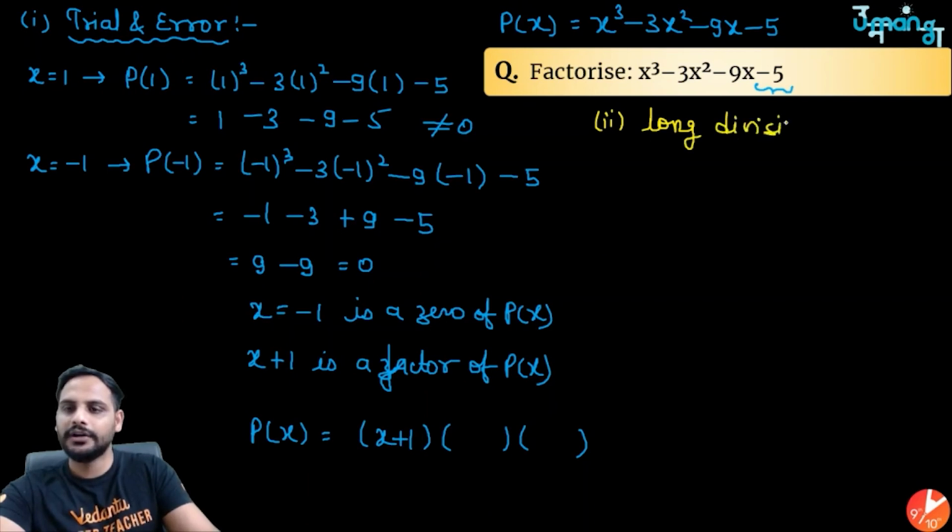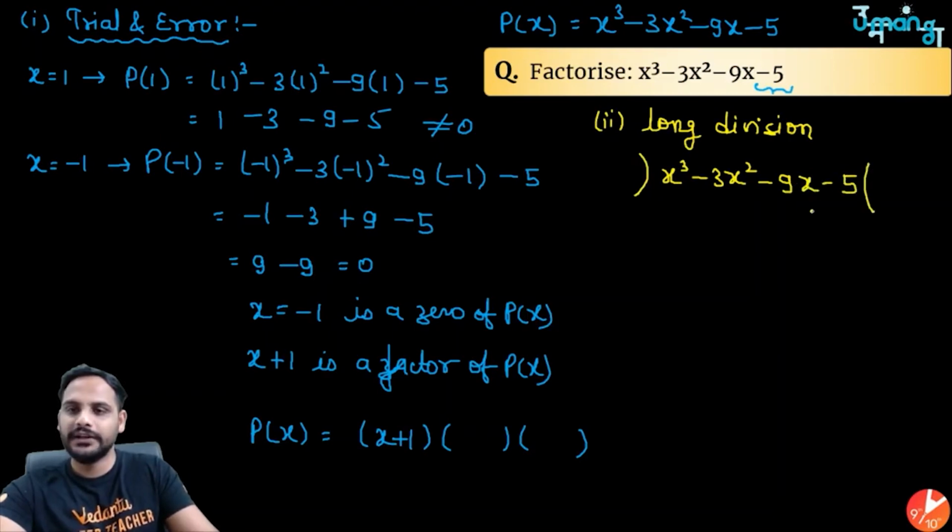Second step is what? Long division. So in the second step, you will divide this polynomial x cube minus 3x square minus 9x minus 5 with the factor which you have got, that is x plus 1. Okay, so how do you create x cube from x? Sir, multiply with x square. x square into x is x cube. x square into 1 is x square.